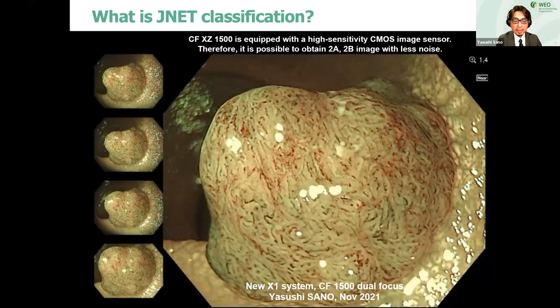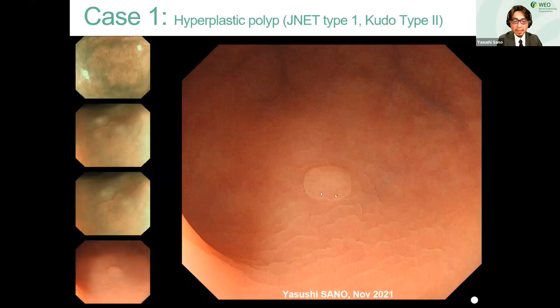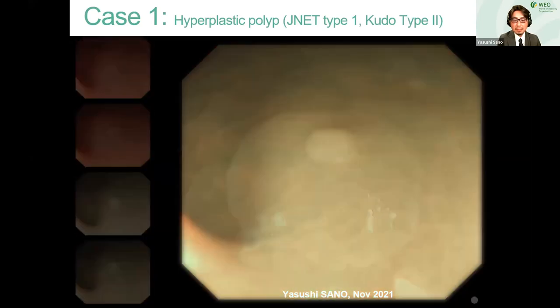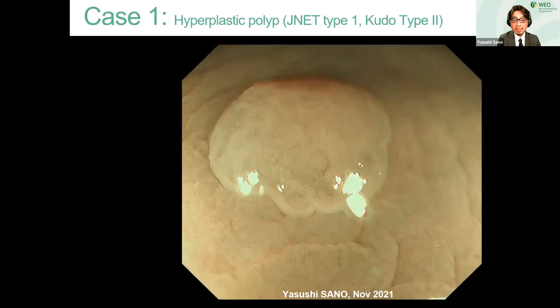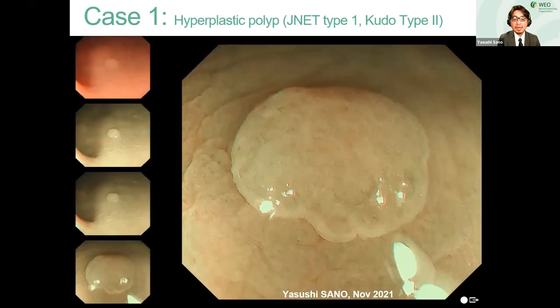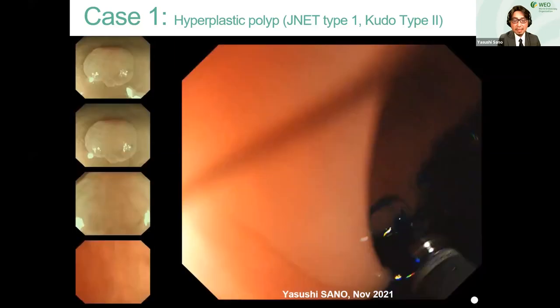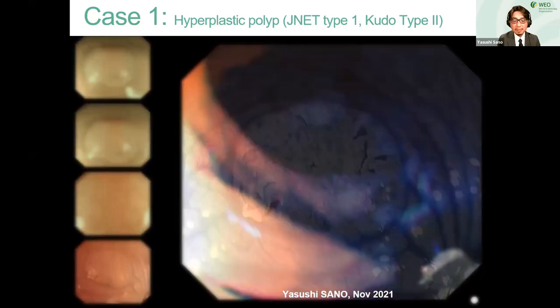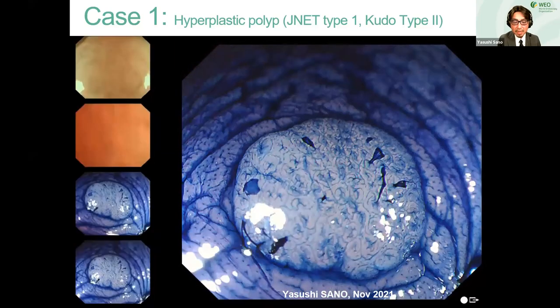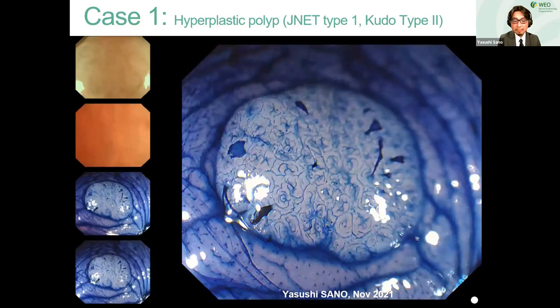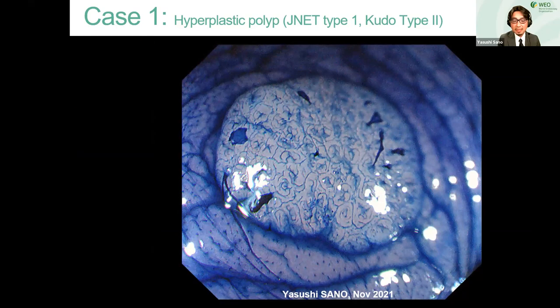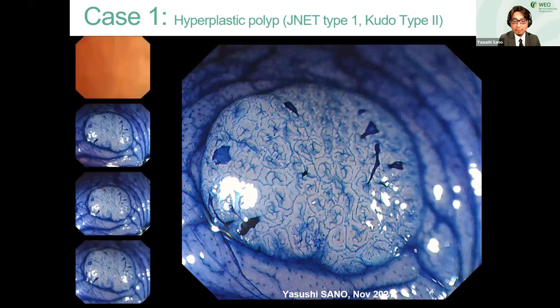Okay, so this is a hyperplastic polyp. As you see here, there is no capillary on the surface, and the surface pattern is dot-like. If you want to see the pit pattern, you spray indigo carmine dye. As you can see, this is a zoom scope, but you can see the star-like pit pattern on the surface. This is a typical hyperplastic polyp.